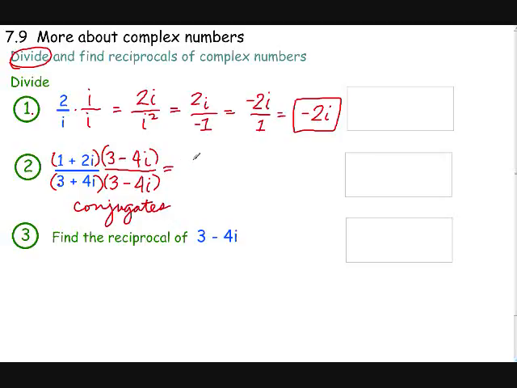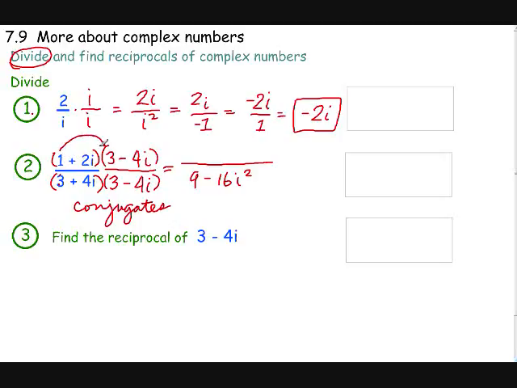Let's multiply these together. In my denominator, I've got 3 times 3, my first, which is 9. I do not have to worry about my outside and my inside. I know those are going to cancel out. 3 times a negative 4i will give me negative 12i, and positive and positive, I'll have positive 12i. So those will cancel out. I just have to worry about having done the first and the last. When I do the last, I get a negative 16i squared.